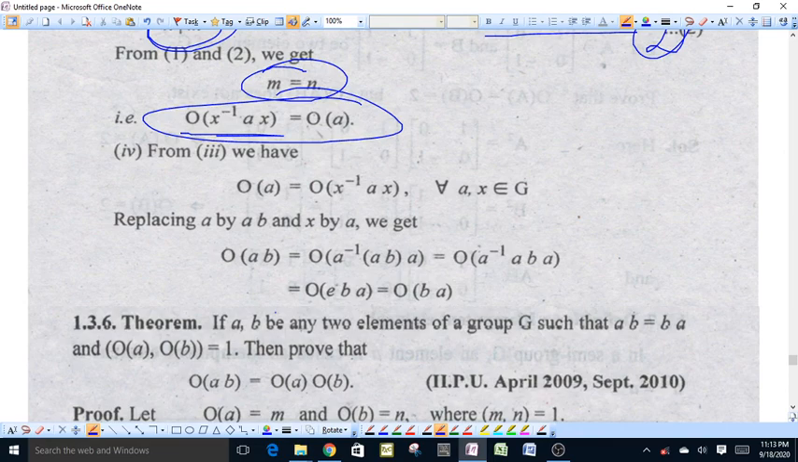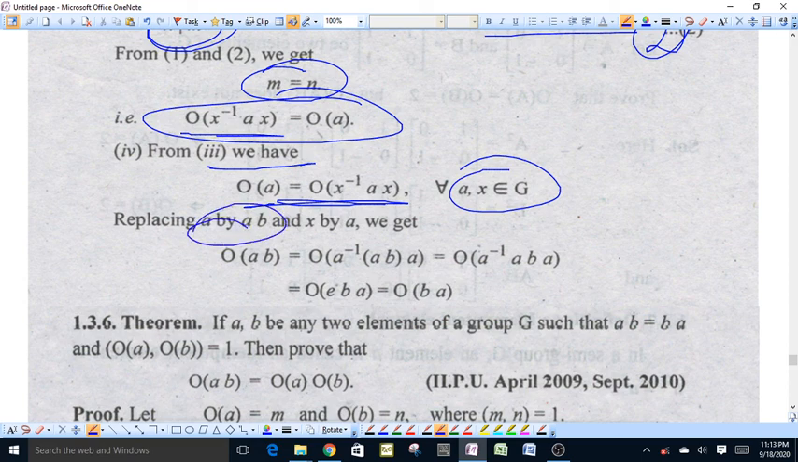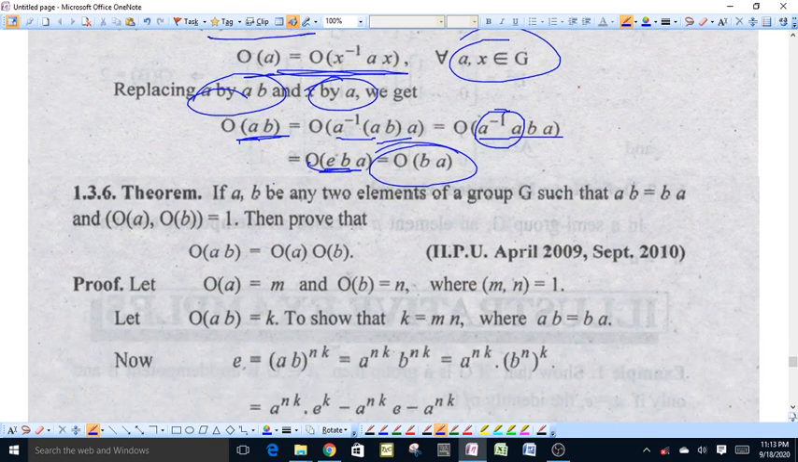To prove the fourth property, from the third we have the order of A is equal to the order of x inverse A x for all A, x elements of G. By replacing A by A b and x by A, we get the order of A b is equal to the order of A inverse A b A, and A inverse into A is equal to E, which will be equal to the order of B A. That is, the order of A b is equal to the order of B A.